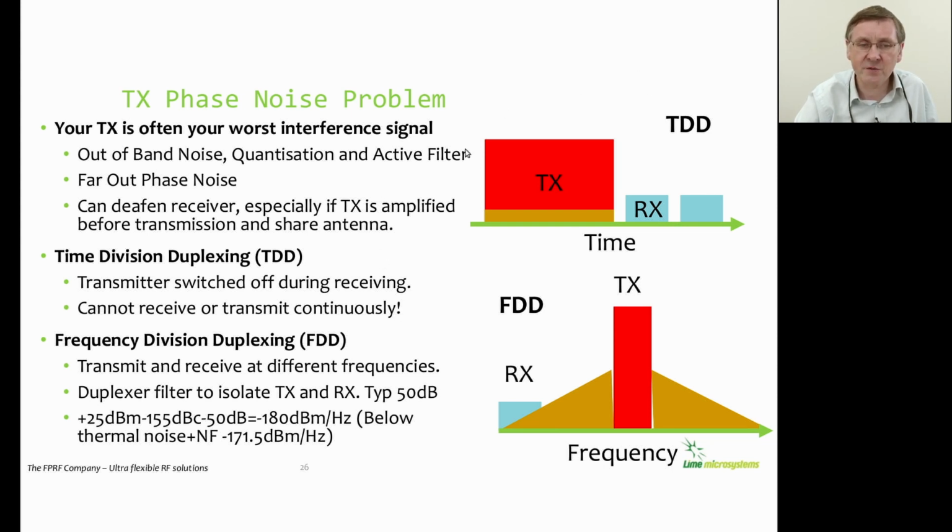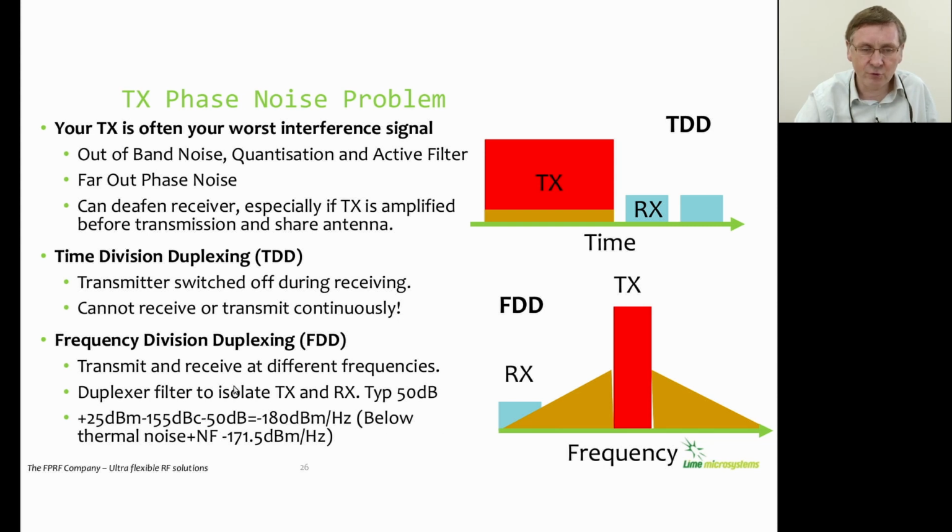The first is time division duplexing, where the transmitter transmits in a certain period of time, and then the receiver operates in a different time period. And the other is frequency division duplexing, where the transmitter transmits at one frequency and the receiver receives at another frequency.